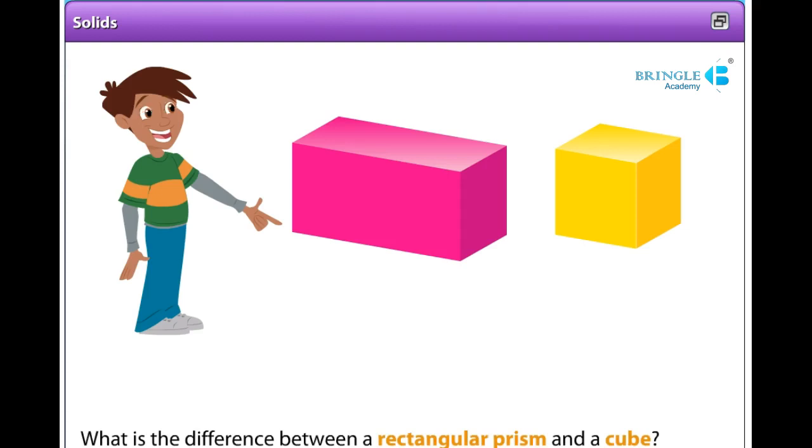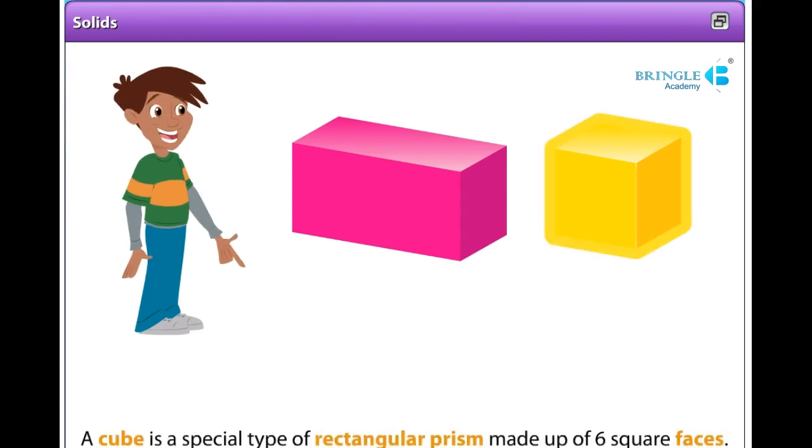What is the difference between a rectangular prism and a cube? A cube is a special type of rectangular prism made up of 6 square faces.